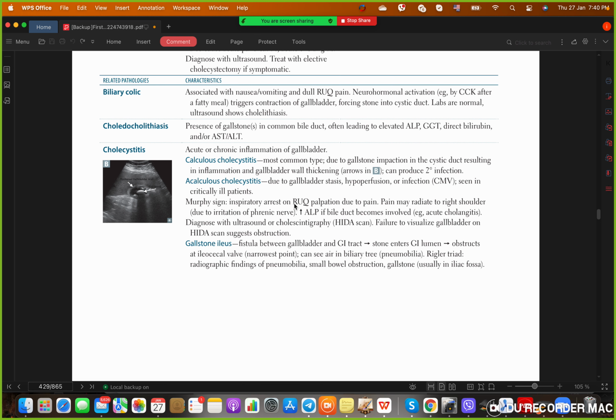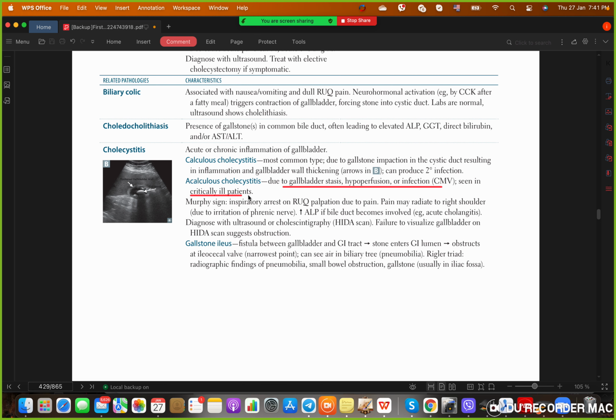The next one is acalculous cholecystitis. So there is no stone, but the patient still gets inflammation of the gallbladder. How come? It's because the gallbladder is not moving, stasis, or hypoperfusion, or infection by CMV, like in a transplant patient. So all of these can happen in whom? A patient who is critically ill, and this is an ICU favorite.